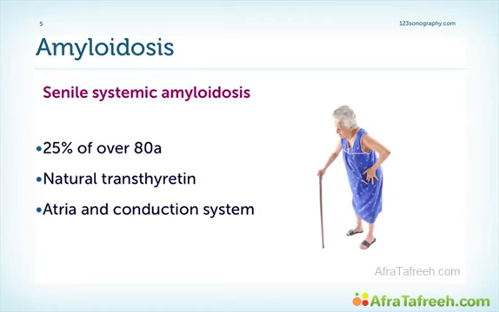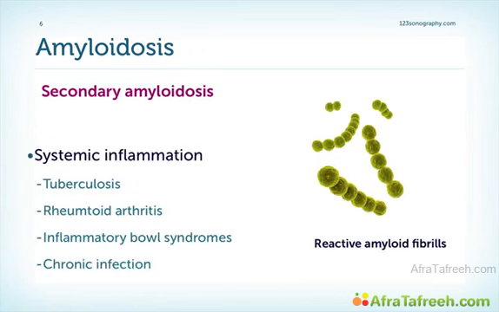The senile systemic amyloidosis is common in patients over 80 years. Over a quarter of patients over 80 have at least some form of senile systemic amyloidosis. It involves the native transthyretin, and it also involves the atria and the conducting system of the heart. We then have the secondary amyloidosis, which is a consequence of systemic inflammation, for example by tuberculosis, rheumatoid arthritis, inflammatory bowel syndromes, or chronic infection.